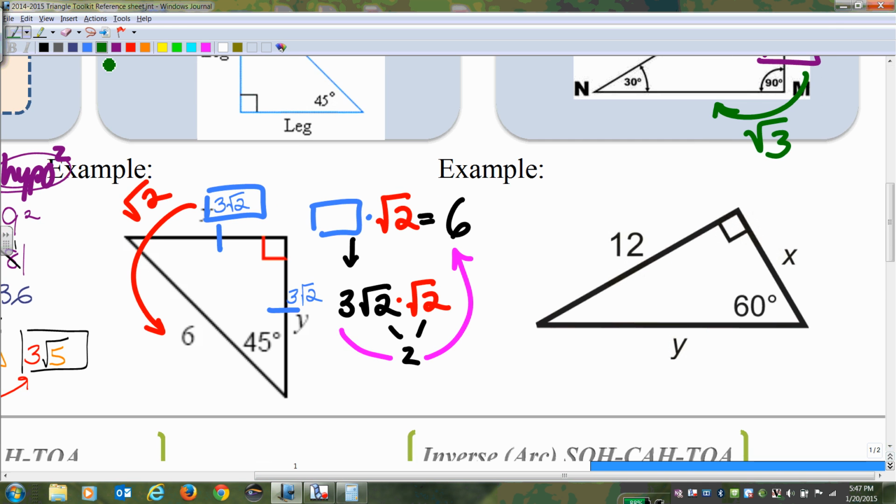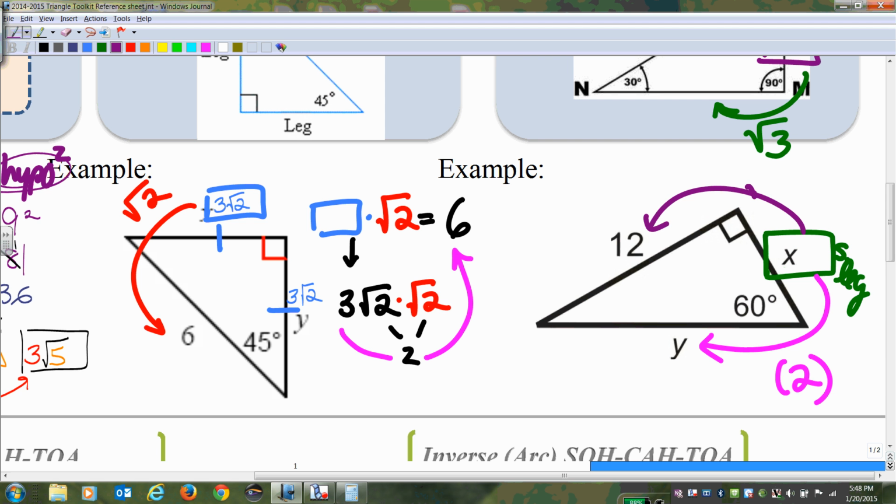So in this problem, let's label X as our short leg. That means to go to the hypotenuse, we multiply by 2. To go to the long leg, we multiply by root 3. Let me keep my colors straight here.